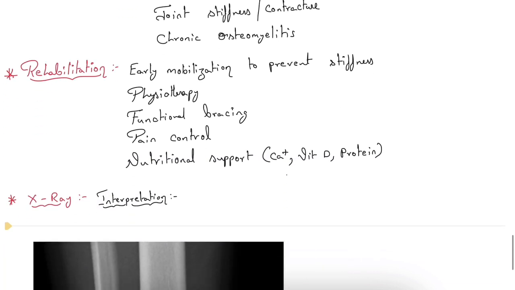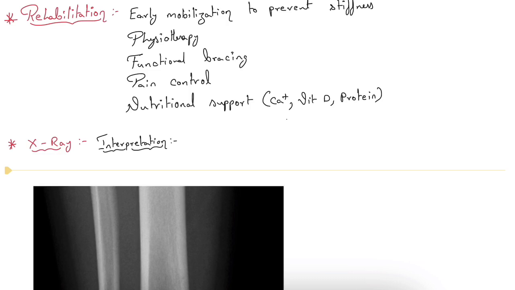Now rehabilitation. In rehabilitation, after surgery or after applying a cast, we have to start early mobilization to prevent stiffness. If you keep the hand without moving, it can cause stiffness. That's why we have to do physiotherapy. In physiotherapy they will teach some mild exercise, stretching and these things. Okay, and some functional bracing, we can use some pain control, and we have to use nutritional supplements like calcium, vitamin D and proteins.